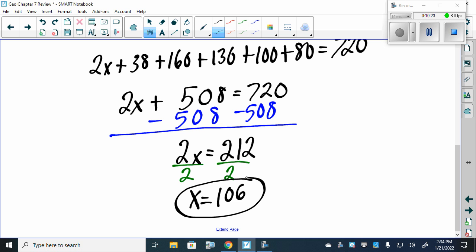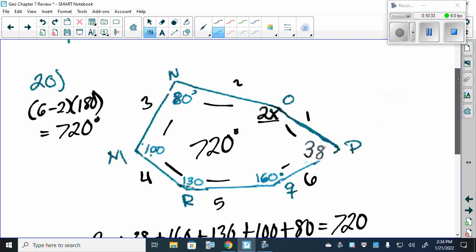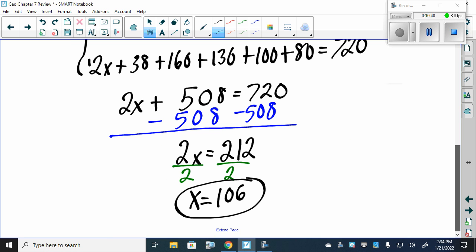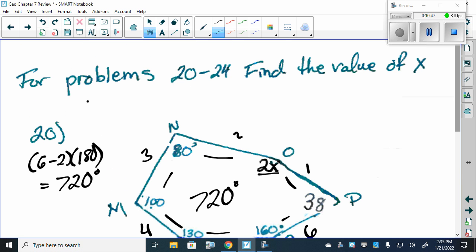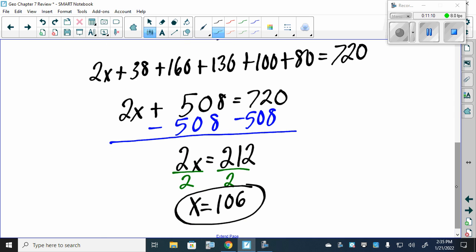So for 20, 21, 22, 23, and 24, this here has 6 sides, also it has 6 angles. To figure out the sum of the interior angles we're using n minus 2 times 180, because n minus 2 times 180 will give us the sum of the interior angles. And because it didn't tell us what it was, we had to find it. So this here, a 6-sided figure, ended up having the sum of the interior angles being 720. So we added all the angles together and set it equal to that, because we had 2x.